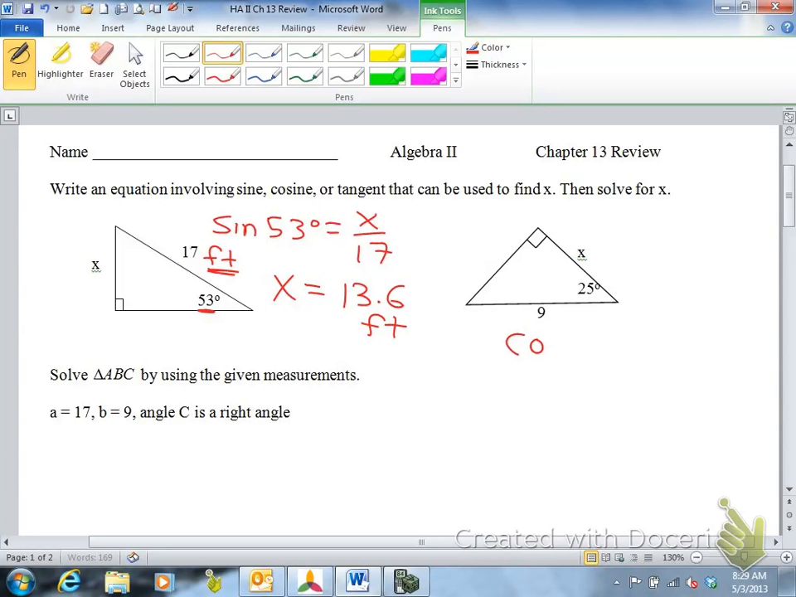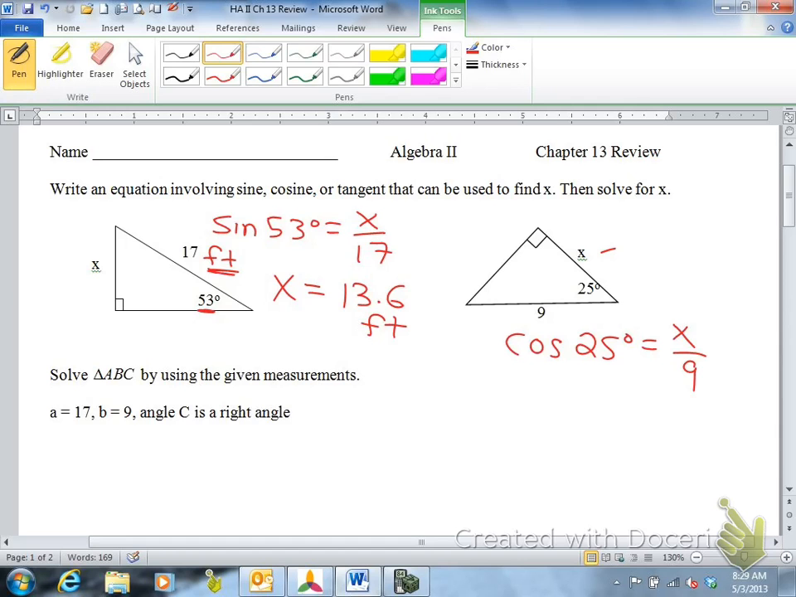Cosine. So we have cosine of 25 degrees equals adjacent over hypotenuse, x over 9. And what do you get for x? 8.2 units, whatever the units are.